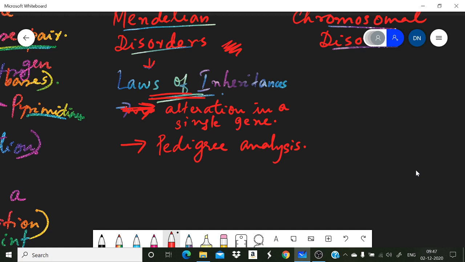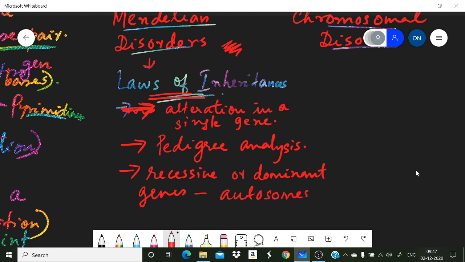The Mendelian disorders may be due to the presence of recessive or dominant genes on autosomes. Autosomes are not the sex cells; they are the somatic cells, the general body cells. Or sometimes it may be linked to sex chromosomes also.